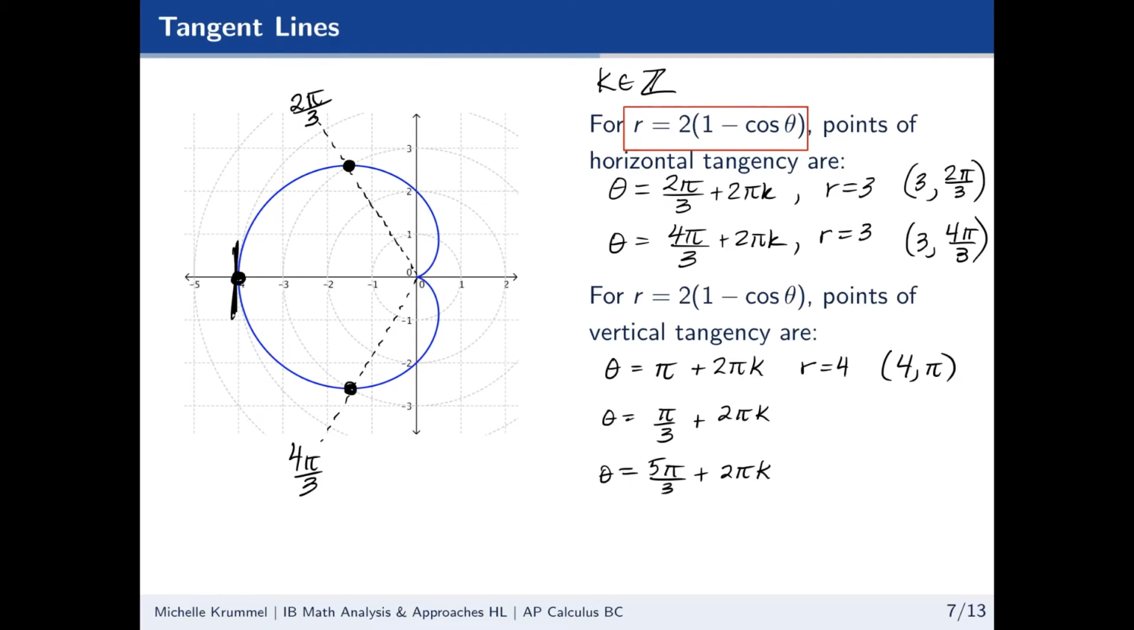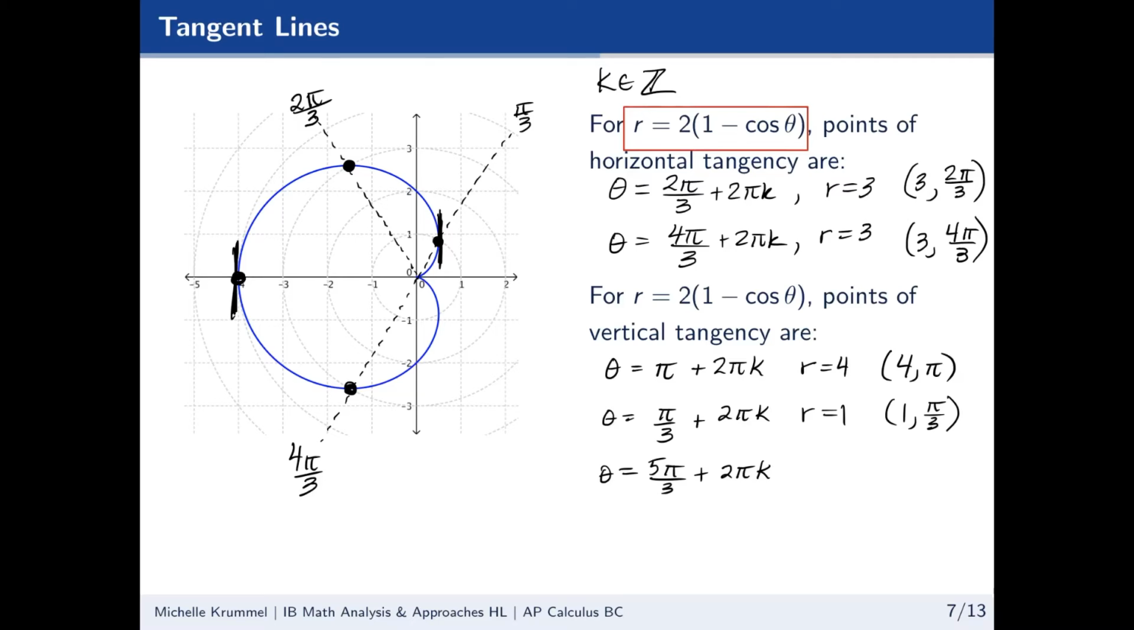And then at pi over 3, cosine of pi over 3 is 1/2. 1 minus 1/2 is 1/2 times 2 is 1. So 1 comma pi over 3. Okay, where do we have a radius of 1? So that's this point right here, and that does in fact look like pi over 3. Pi over 3, and we have a vertical tangent there. So that worked out well.